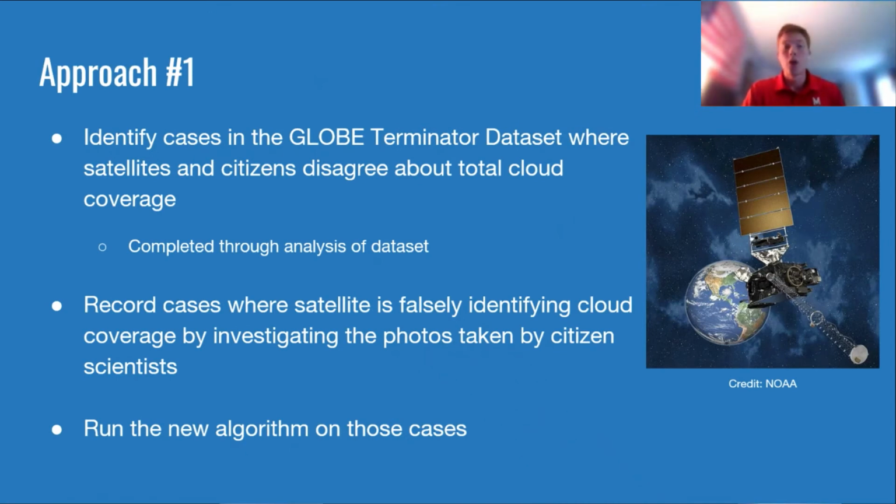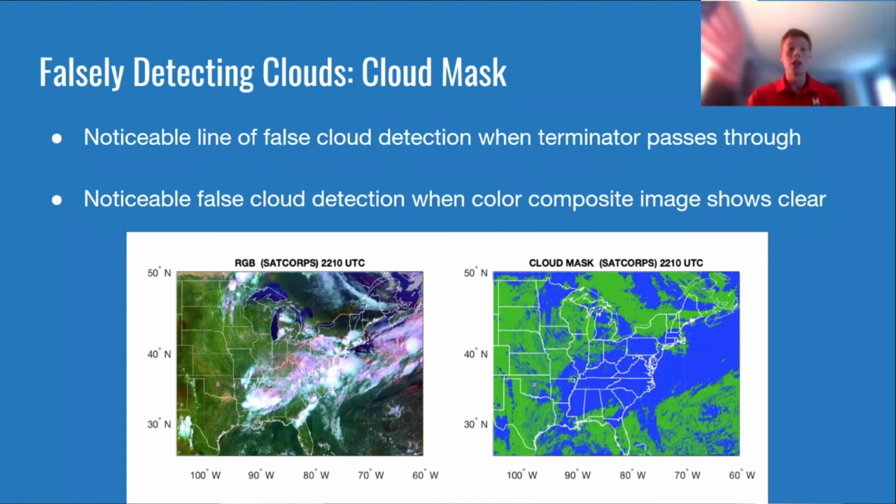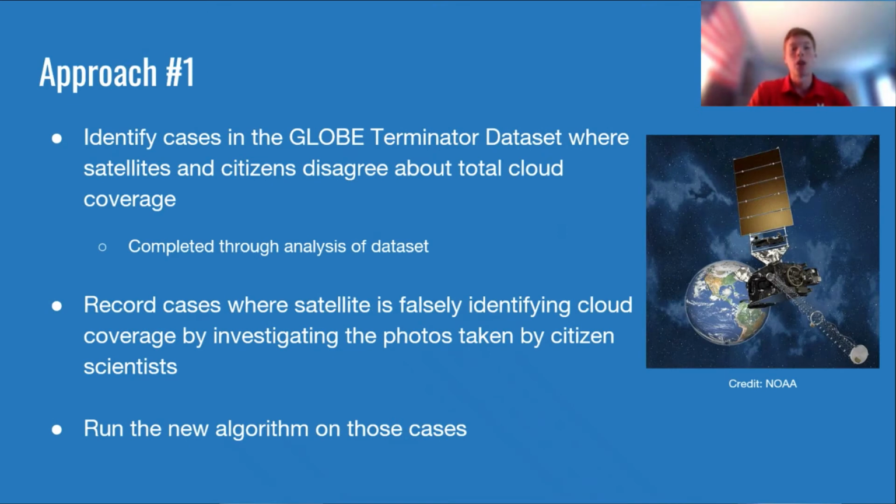So I took two approaches in order to identify the different cases of satellite false cloud detection. The first approach was using the Globe Terminator dataset. So initially, I would identify cases where the satellite's cloud cover disagrees with the citizen's cloud cover. And then I would look at that case, I would look at the citizen's photos and the other variables with it. And then if I found that it was a useful case, I would then generate these animations in order to back up my point. And then once I record the cases where the satellite falsely identifies the cloud coverage, we would run the new algorithm on those cases to see if it cleared up any of that false cloud detection.